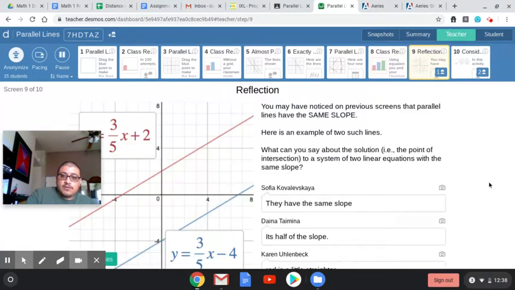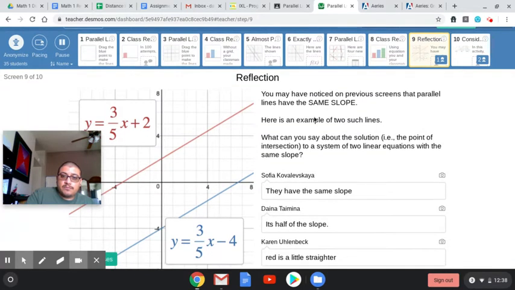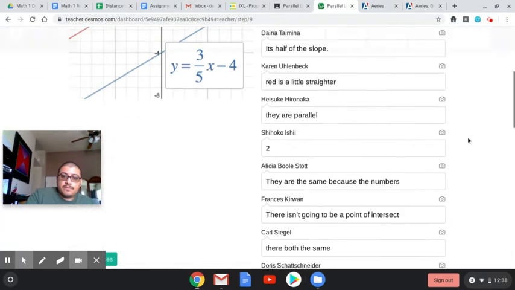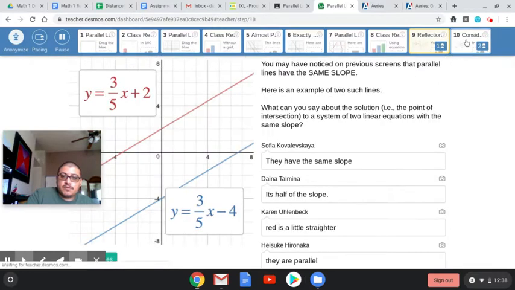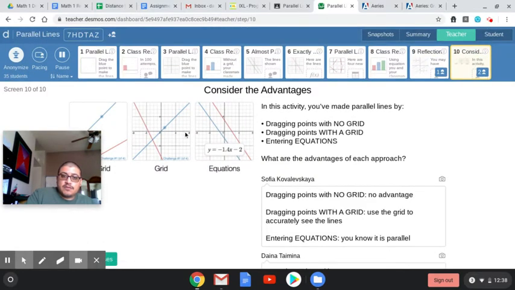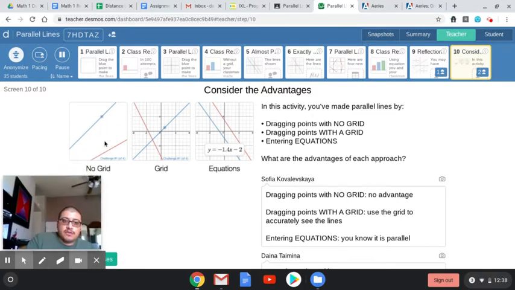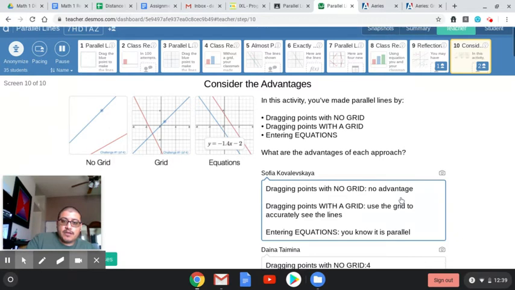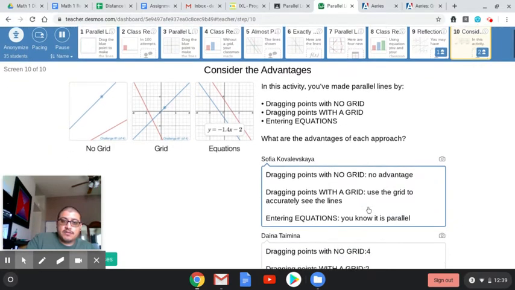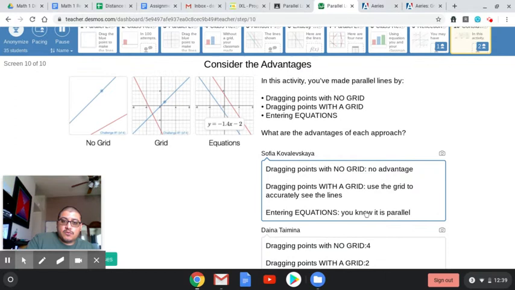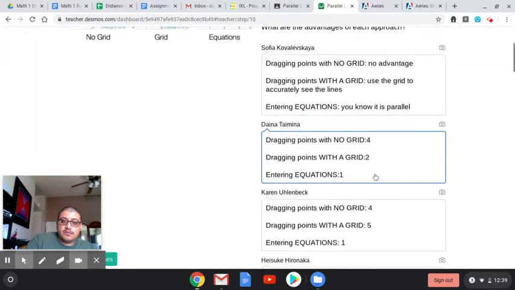Okay, and then the reflection: what do they have to be in order to be parallel? They have to have the same slope. And I think the last one is the benefits, advantages, and disadvantages for each of these. So when you have no grid, no advantage. With grids, you can actually see what the slopes are. With equations, it's parallel. Okay.